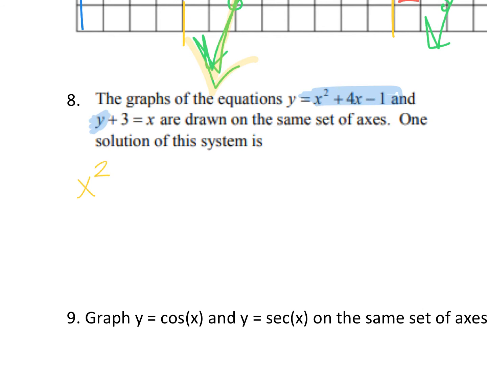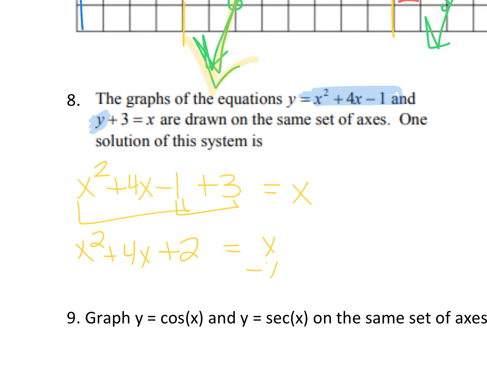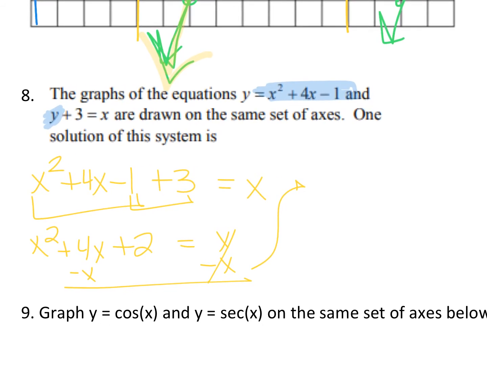So I'll get x squared plus 4x minus 1 plus 3, because this is where I put y. So maybe it'll be easier if you can see it better if I highlight it. This was the y that I put in, and the plus 3 and the equals x stayed the same. Okay, so we're going to combine our like terms, these guys here, so that would get you 2. Then x squared plus 4x equals x. Subtract x over, and that'll get you, we'll move over here because I'm running out of room, x squared plus 3x plus 2.